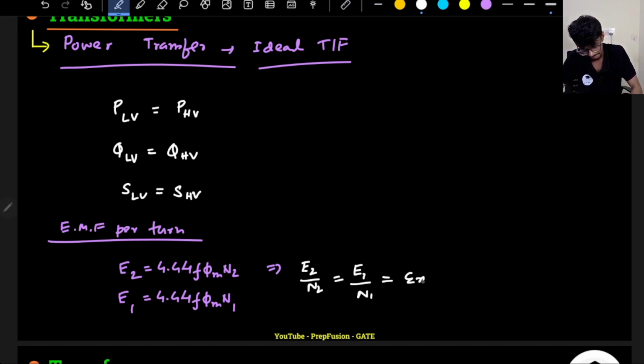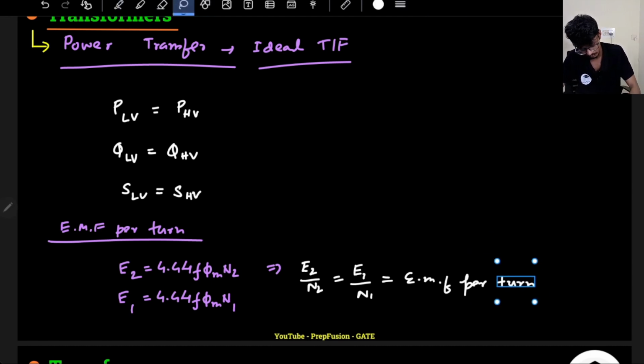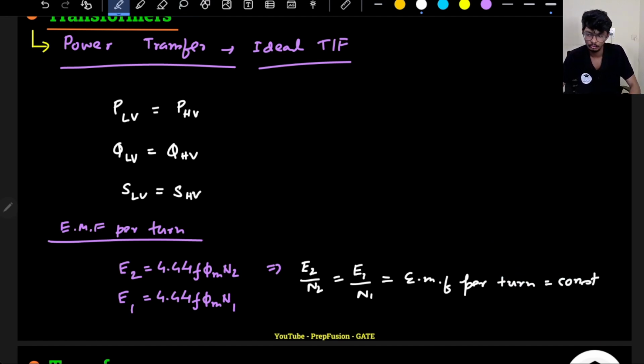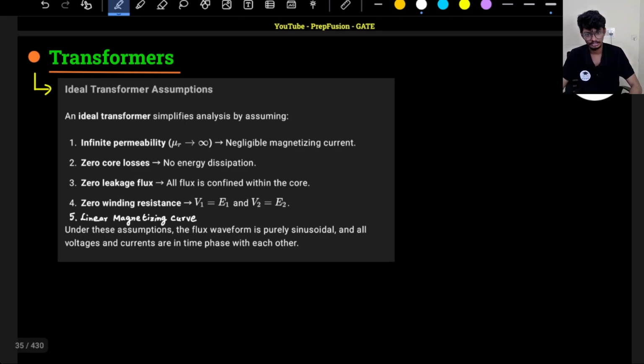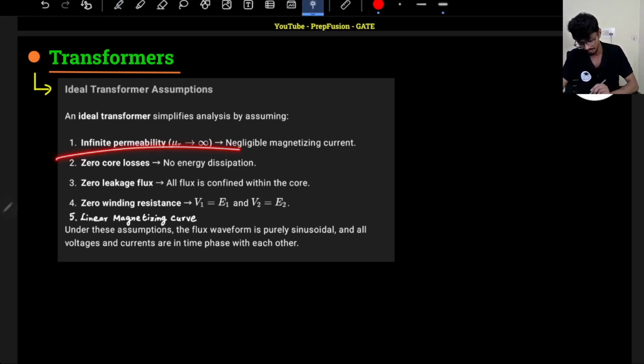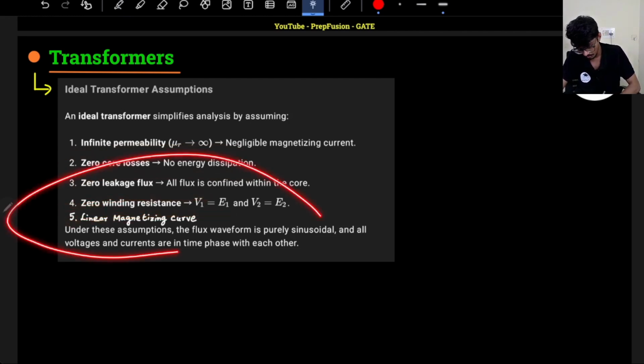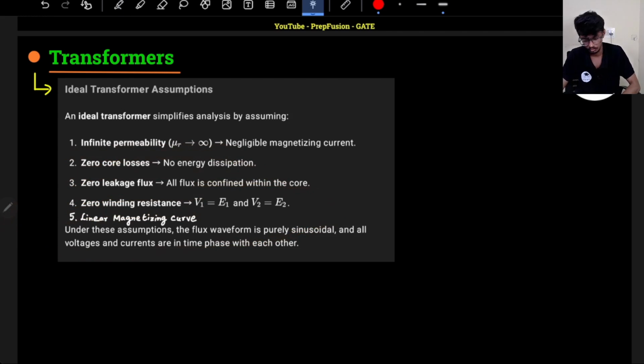So EMF per turn is constant. Okay, it will be the same. If I know the EMF per turn of one of the windings, I will easily be able to find out the EMF per turn of the other winding. So these are a few assumptions of an ideal transformer. An ideal transformer will have infinite permeability, zero core loss, that is magnetizing current will be zero basically, zero leakage flux, zero winding resistance, linear magnetizing curve. There will be no saturation. Core does not saturate.